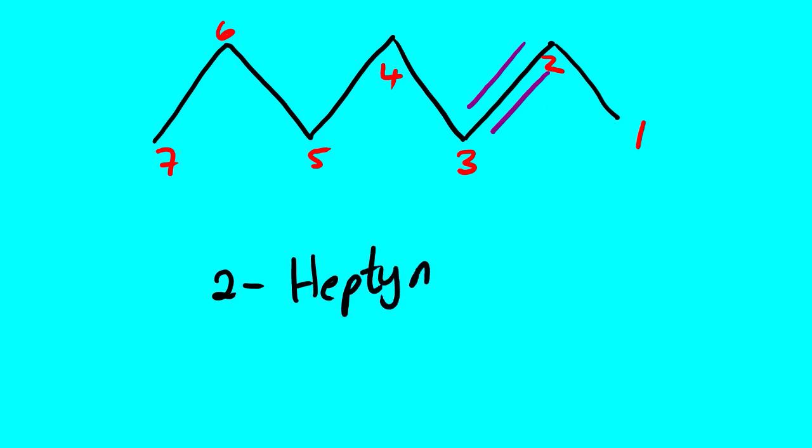What about this one? We need to start from the left, so it's 1, 2. You can see that the double bond is on the 2nd carbon, and then the number of carbons is still the same, it's 7. So we have 1, 2, it's 2-heptene.